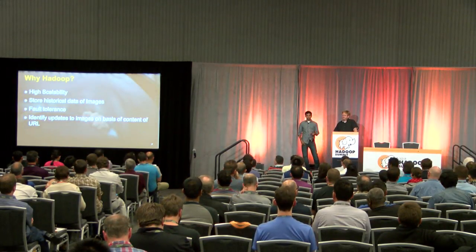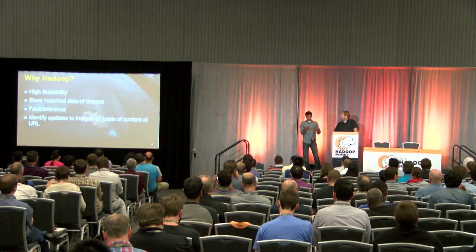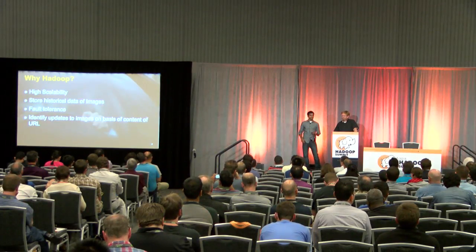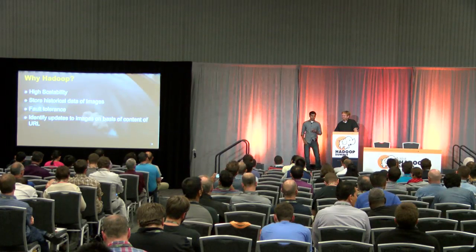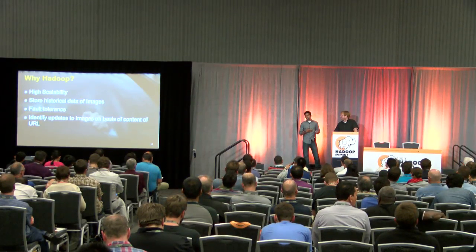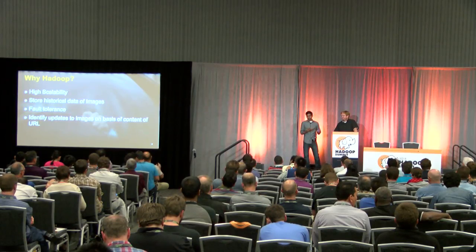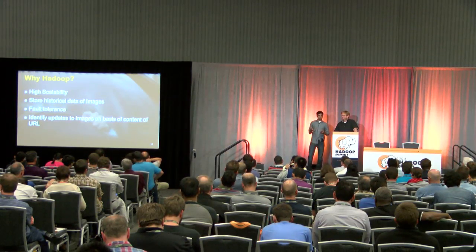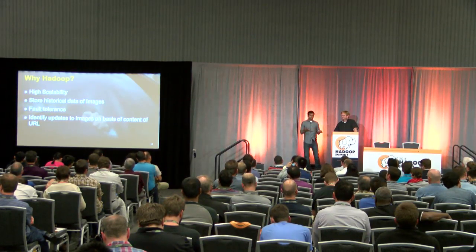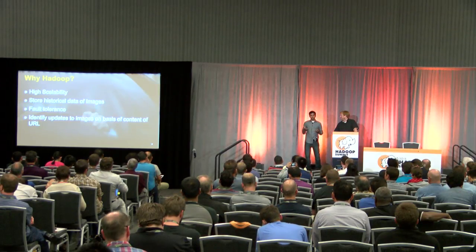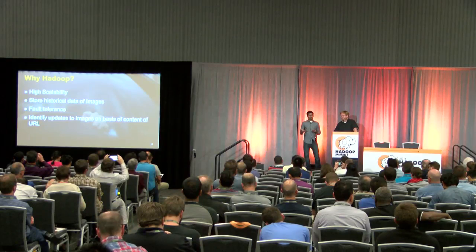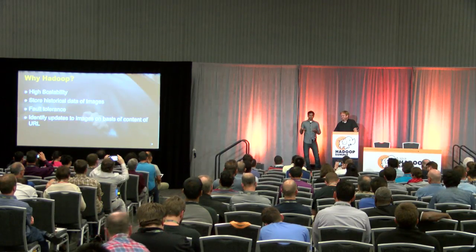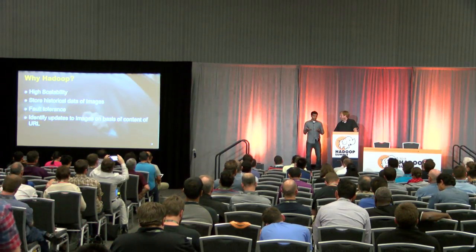So why we wanted to use Hadoop? Russ already gave some hints on it. So basically, we wanted to have high scalability for our image processing pipeline because this is one of the most important pieces of our business. We also wanted to store historical data of images so that we can do analytics and machine learning on it. And since the image processing pipeline is very important to our business, we wanted to have fault tolerance in it.